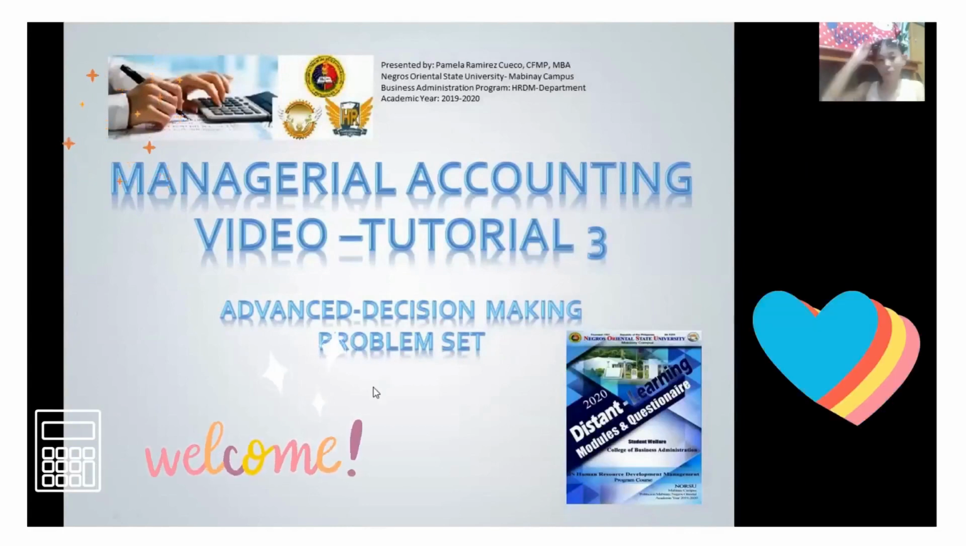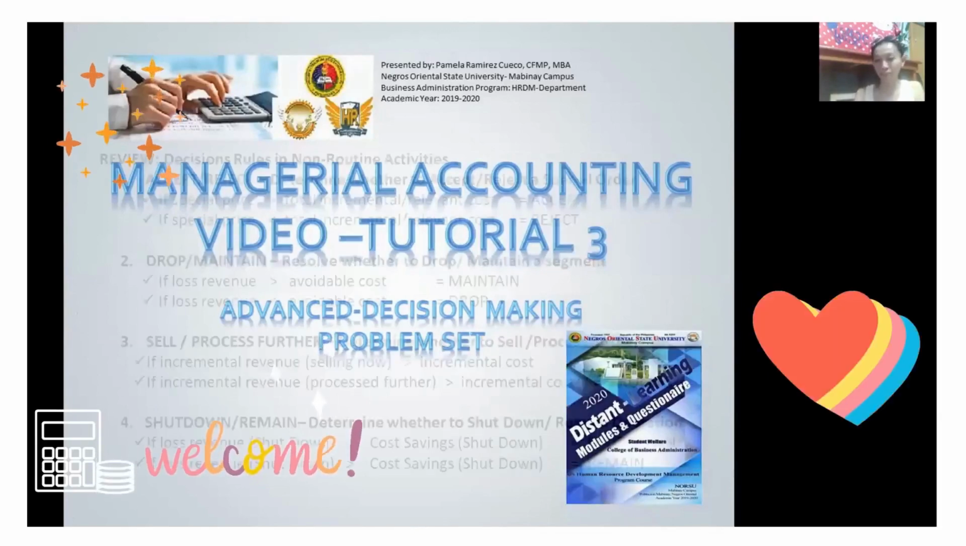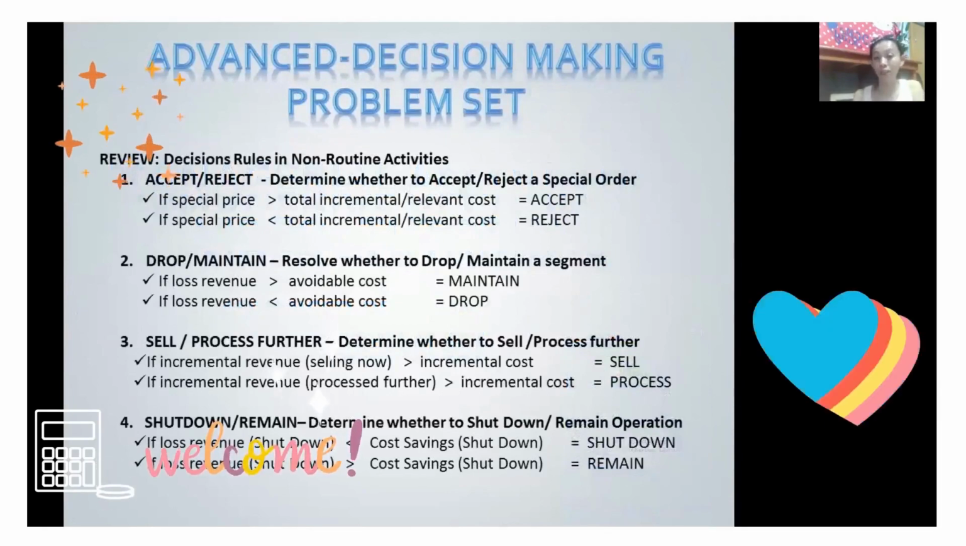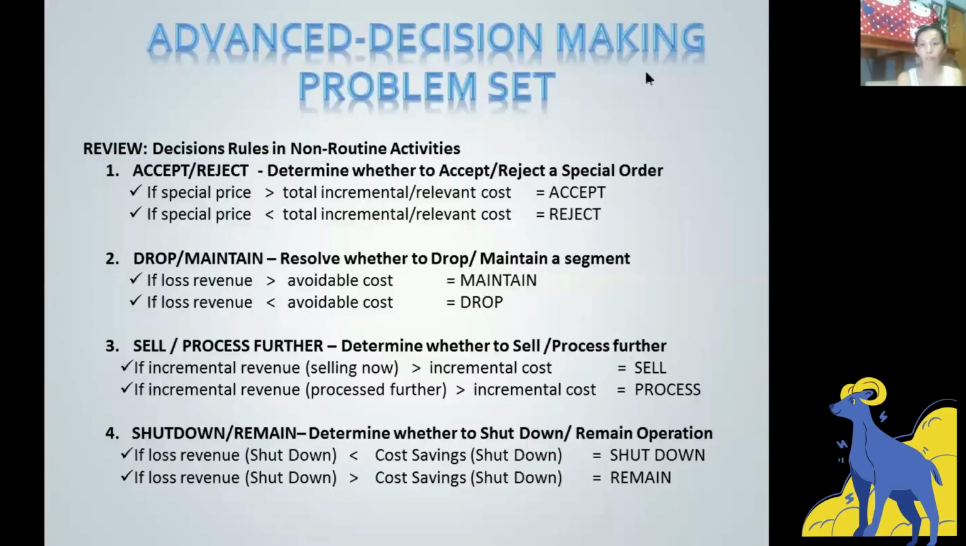So advanced level na ni siya as promised. So advanced decision making problem set. Review set decision rule in non-routine business activities. So sige, mag-review na ta. So magsugod ta sa decision rules in non-routine activities. So naa tay upat ka non-routine activities when we talk about decision making.